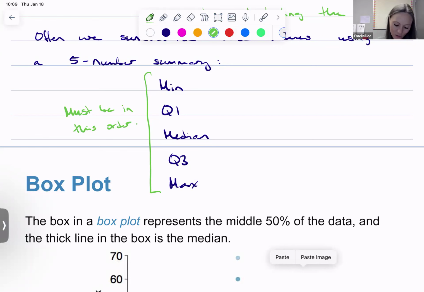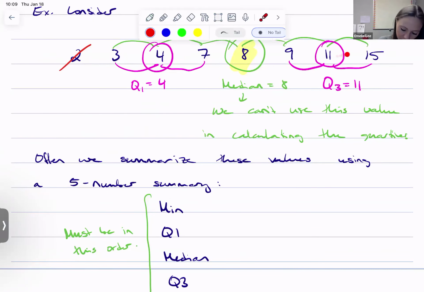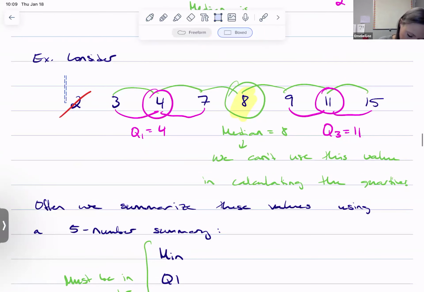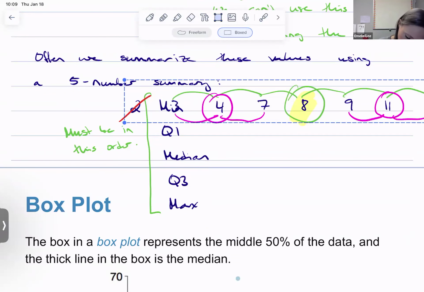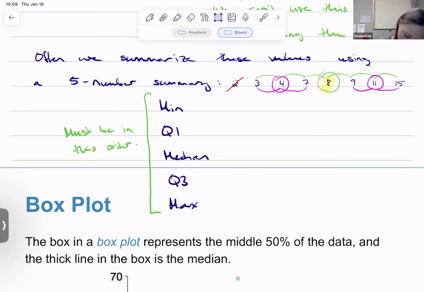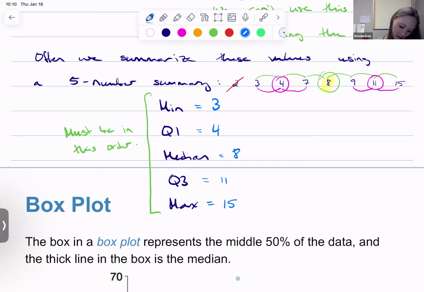Okay. And so in this, let's do this previous case here. Copy. Paste. I'll zip it up. Okay. In this case, the minimum and the maximum are easy because you've already sorted your data. So those you can find very quickly. The minimum is 3 and the maximum is 15. Because I'm talking about the one where I removed the 2. Just picked one. Q1 is 4, Q3 is 11, and the median was 8.